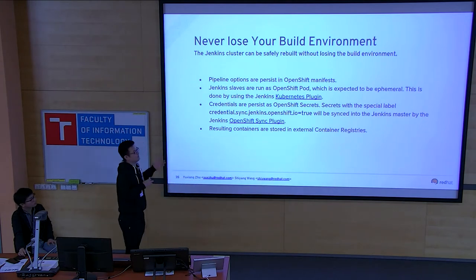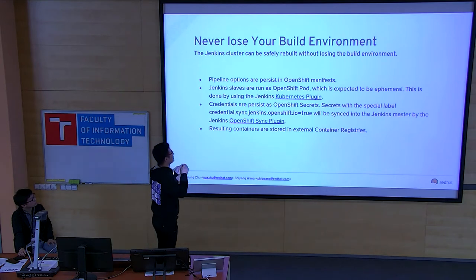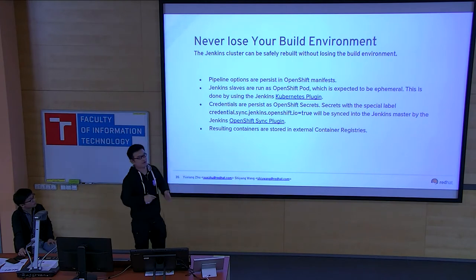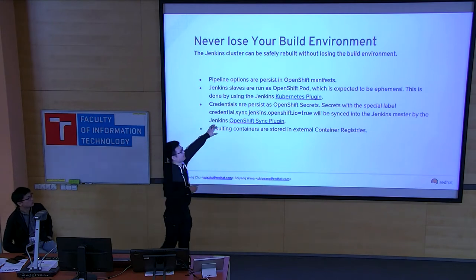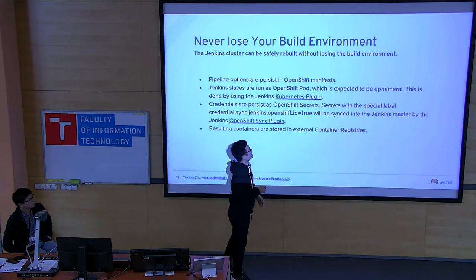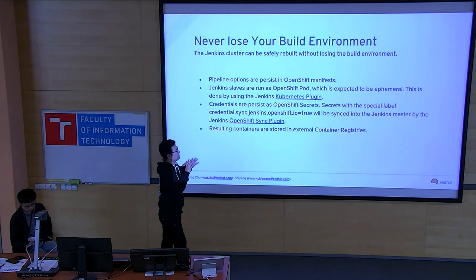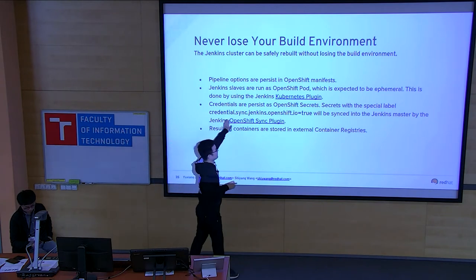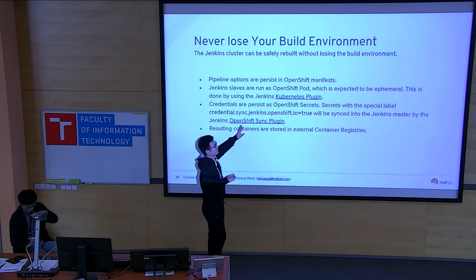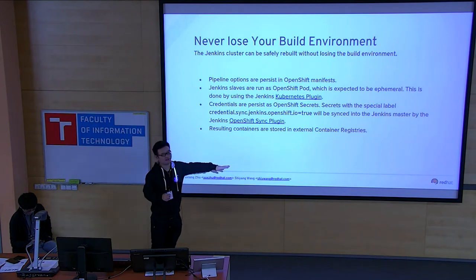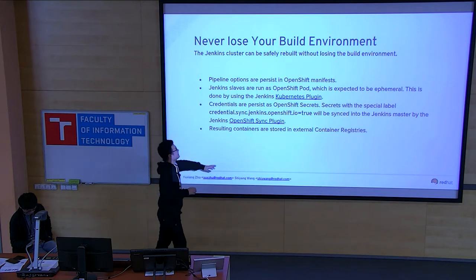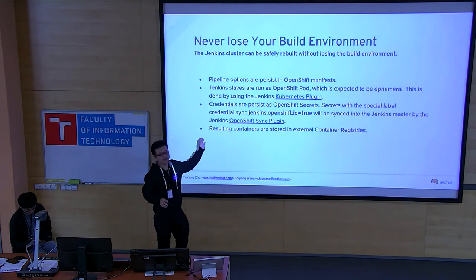You can store your OpenShift pipeline job as build config YAMLs in SCM, and your credentials can be persisted as OpenShift secrets. You can create an OpenShift secret with this tag, and the secret will be automatically synced to the Jenkins master. So you don't need to back up your data on the Jenkins master. All you need is to keep your YAML files and you will have everything.